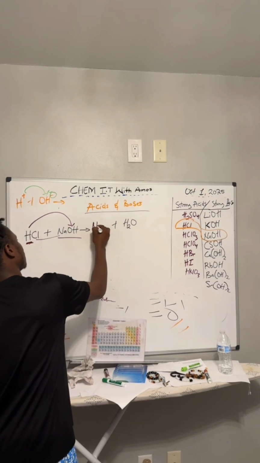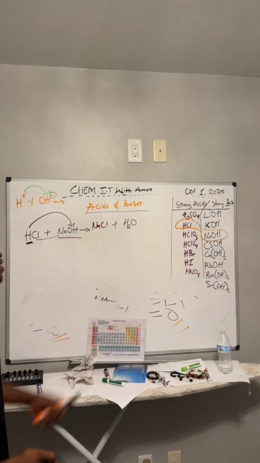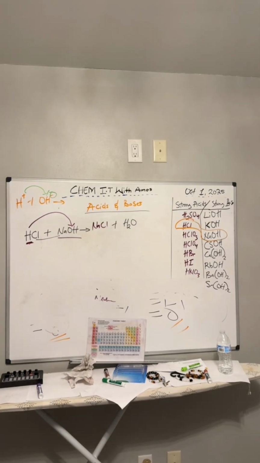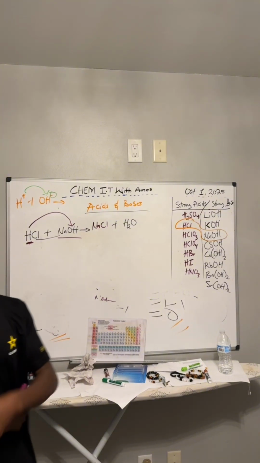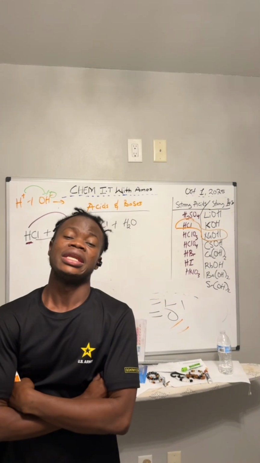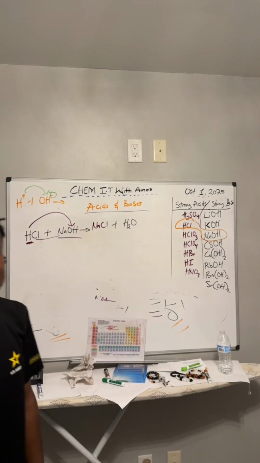It becomes NaCl. So NaCl is a salt. This is water. And we say that the reaction between an acid and a base that produces salt and water is called what? Neutralization reaction. So this is a neutralization reaction.